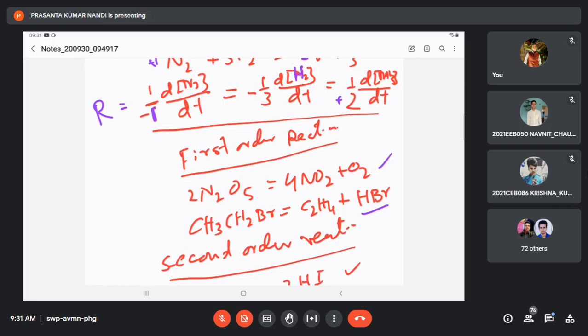Likewise, decomposition of ethyl bromide to ethylene and hydrogen bromide. This is also a first order reaction. This reaction follows first order kinetics.